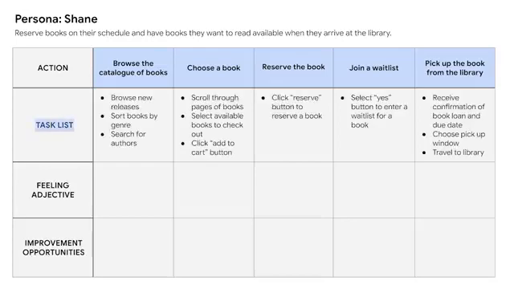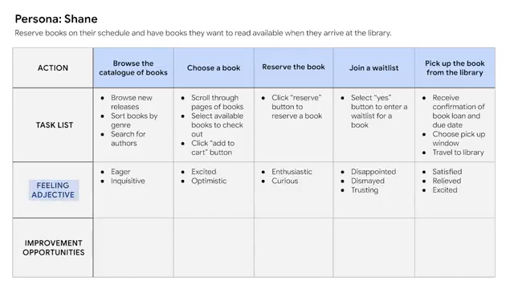Step 2. Add descriptions for each action. Which tasks does our user have to complete? Well, for the browse the catalogue of books action, Shane might have to complete tasks like browse new releases, sort books by genre, and search for authors. You would add tasks like this for each action. I've gone ahead and completed this for our library website example. You can review this user journey map in more detail in the reading following this video if you're interested.